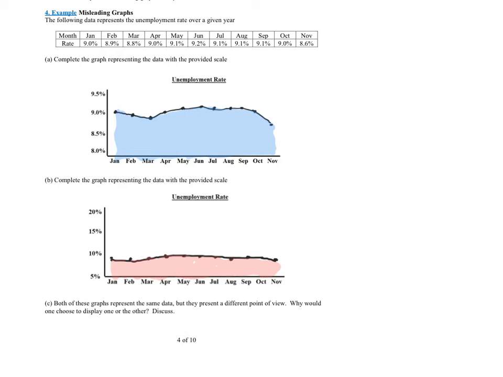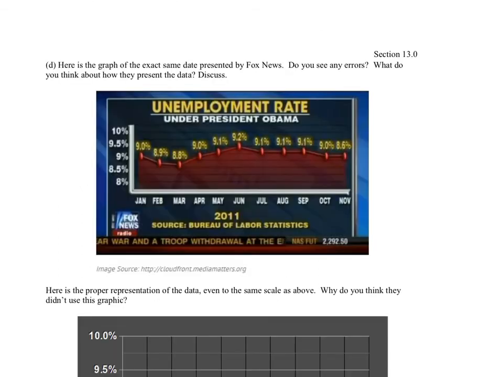So the question becomes, which one of these was real? What was the real situation? Because this was real data, and this was a chart actually shown on the news. So what was the situation? Go to the next page to figure it out.